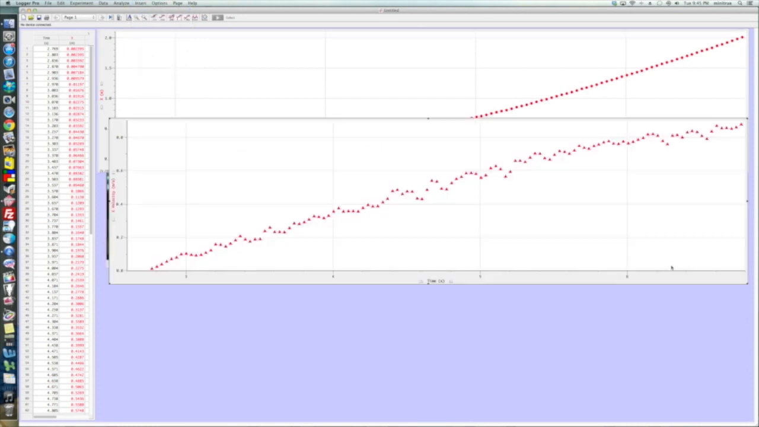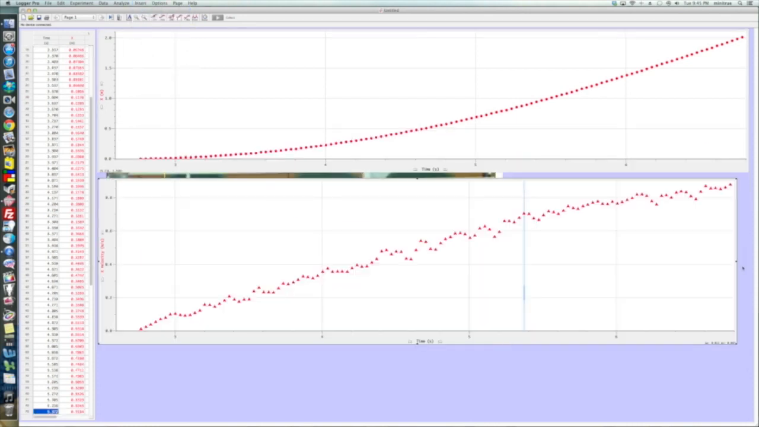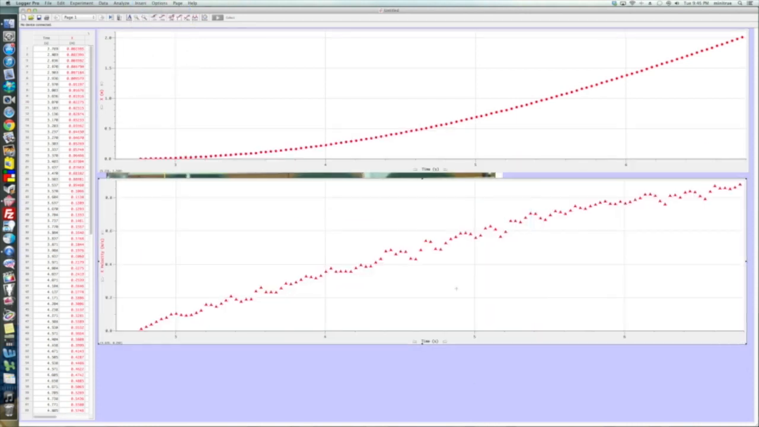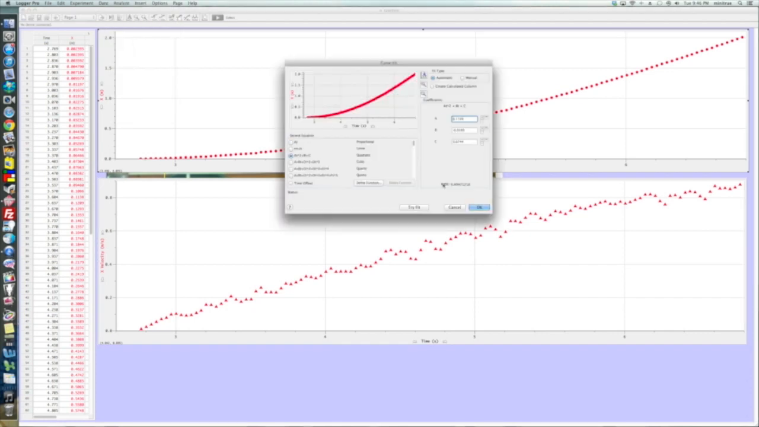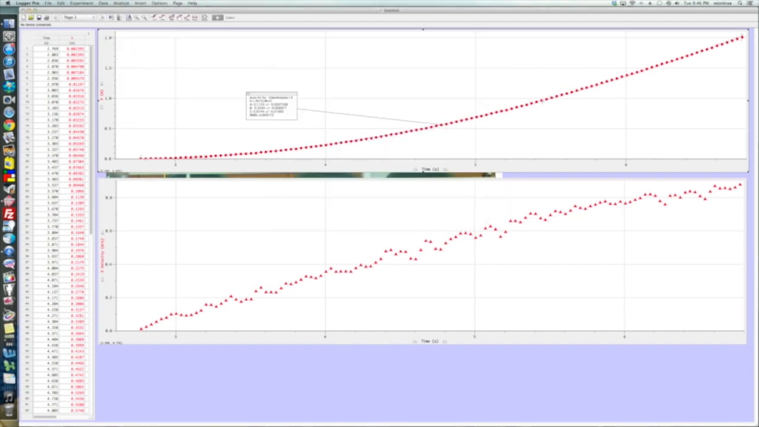Let's shrink down the position graph to make room for a velocity graph. This graph is linear. The speed of the cart is increasing at a constant rate. The slope of this graph is the acceleration of the cart. The linear fit for the data indicates that the acceleration is 0.22 meters per second each second.